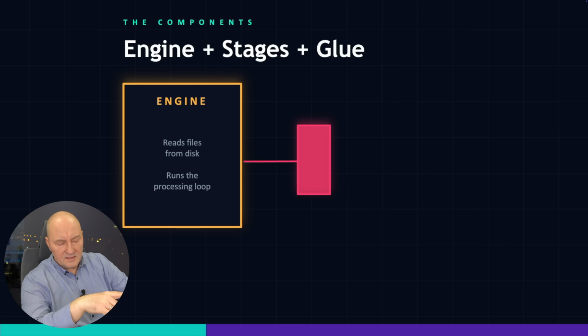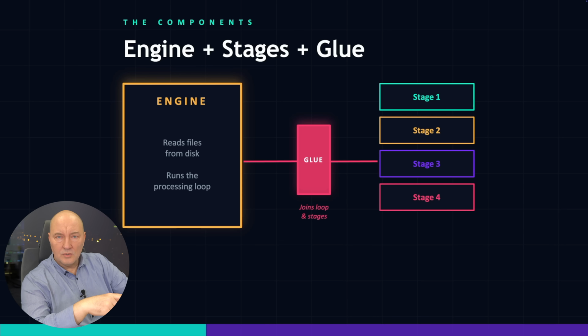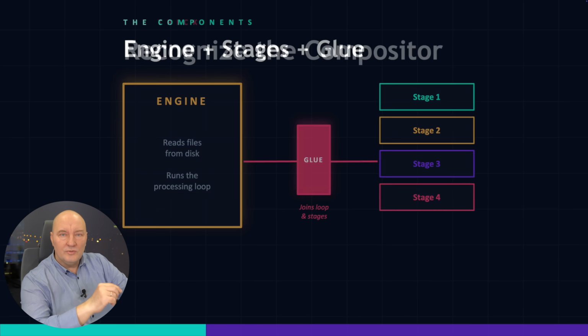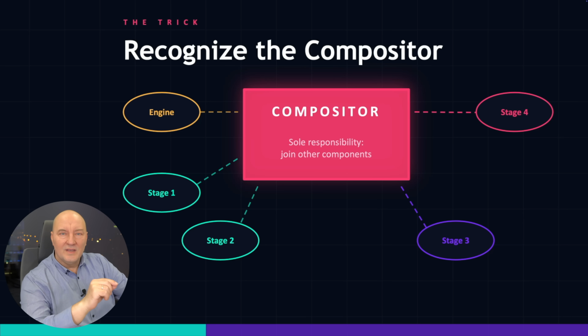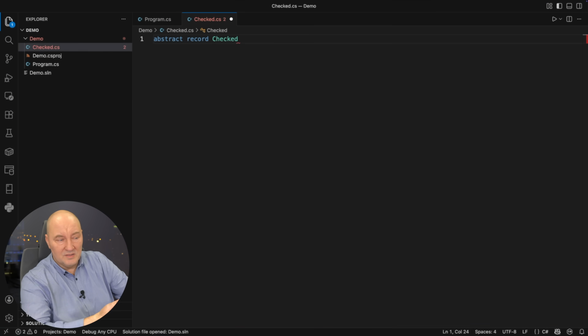And you see this little thingy here that actually glues the processing loop with the processing stages and makes them run together. And the trick I want to show you is that you should also recognize the component whose sole responsibility is to join other components together. And then do what? You do what you do best. Create a class that does that.